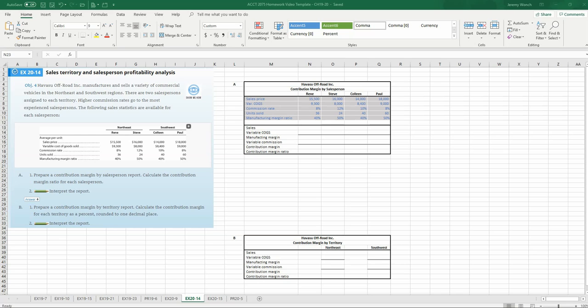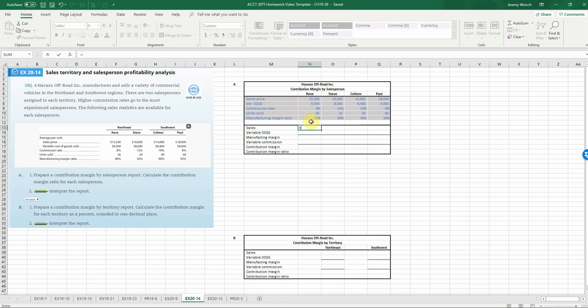All right, so in this one we have Havasu Off-Road, which manufactures and sells a variety of commercial vehicles. We have 2 different regions, 4 different salespeople, and some statistics. I already went ahead and plugged in just the given information up here to make it easier for us to use. So let's go ahead and fill out this contribution margin by salesperson report.